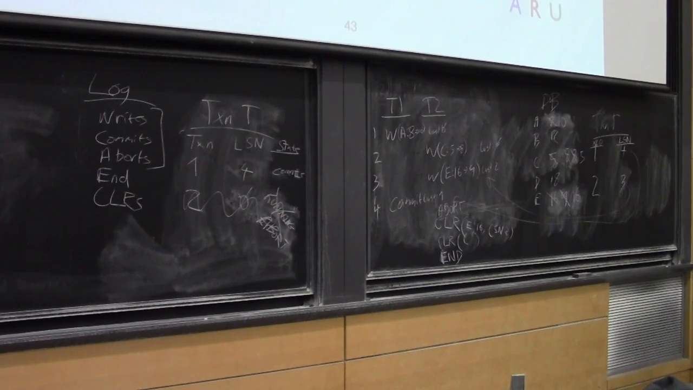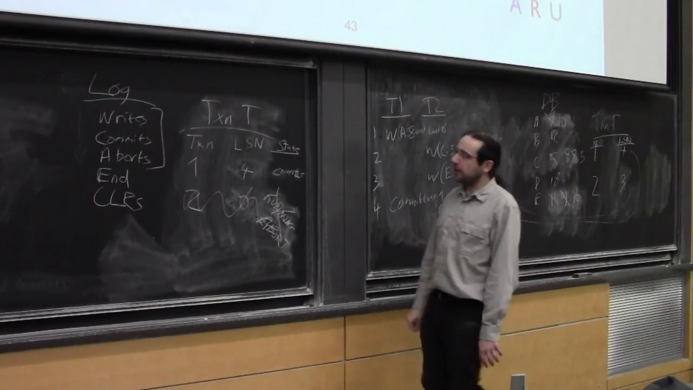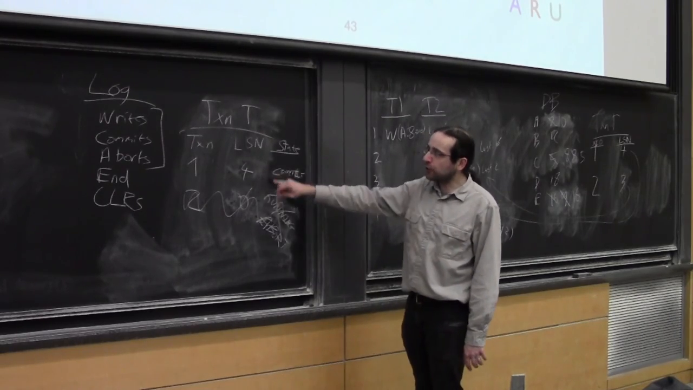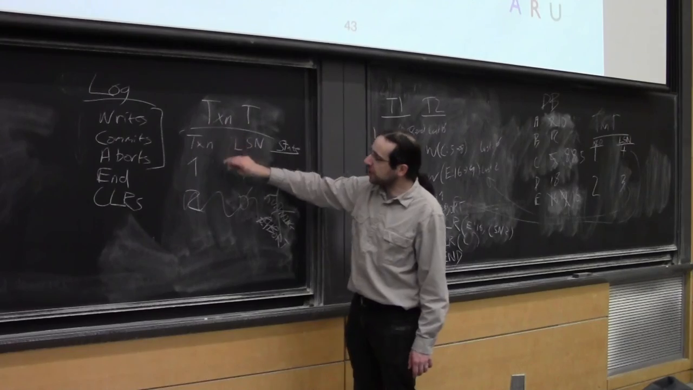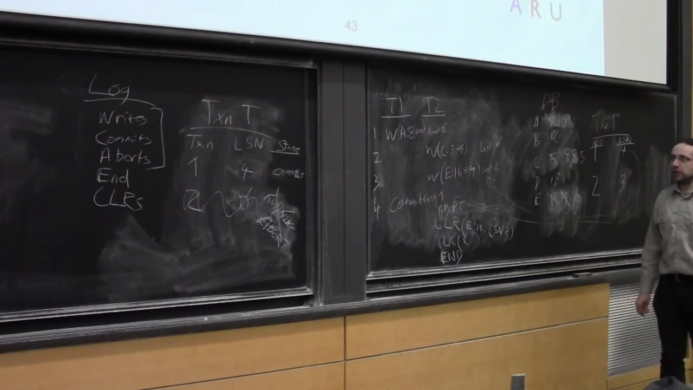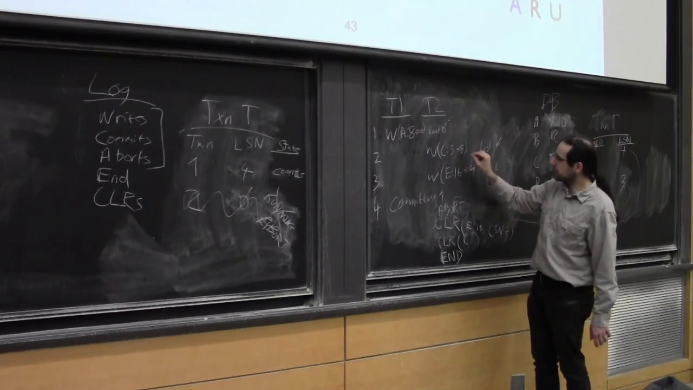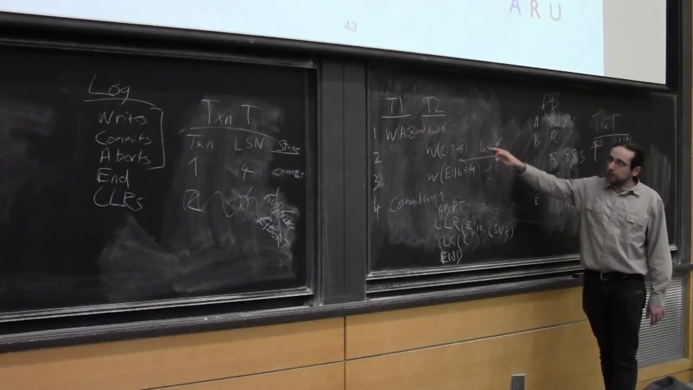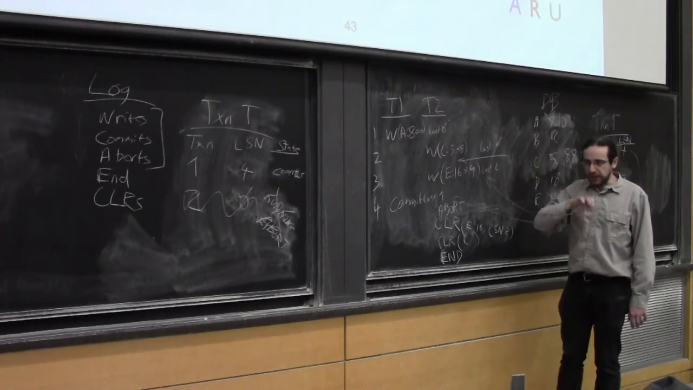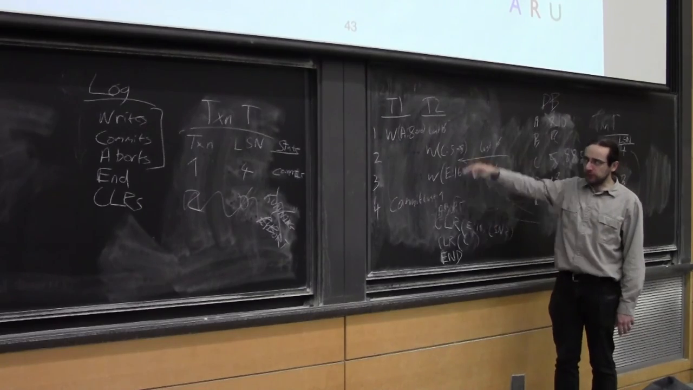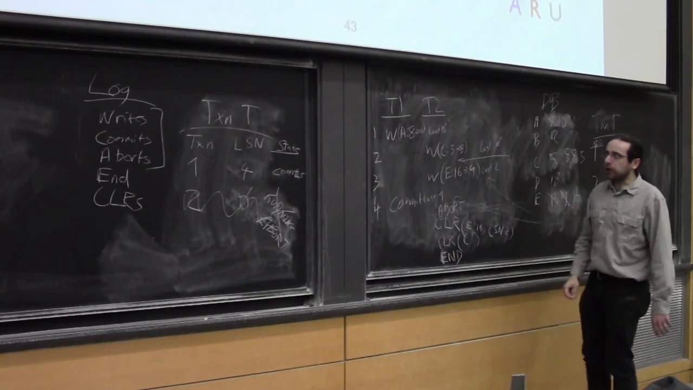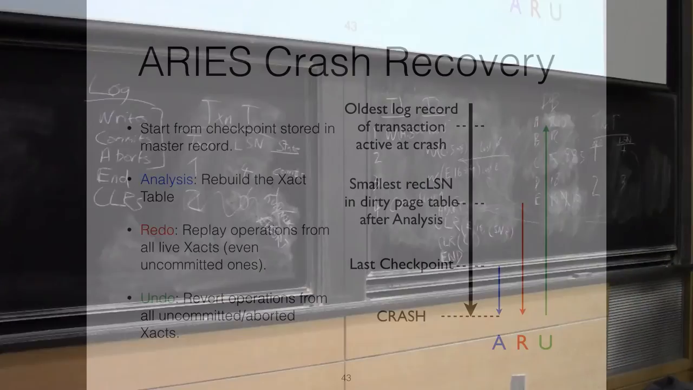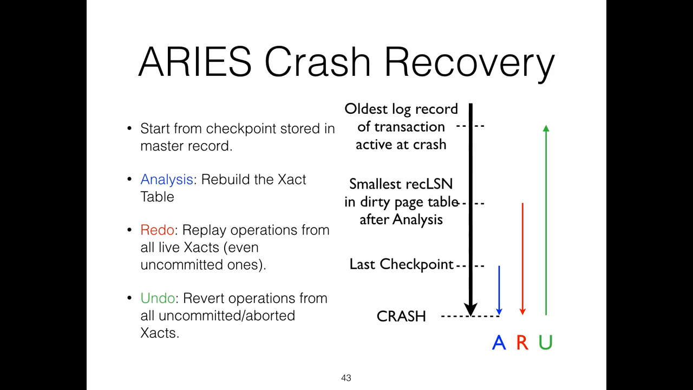The redo phase needs to go back further, but it only needs to go back to the first log sequence number that you encounter in the transaction table. So if there was a checkpoint, say, here, and transactions 1 and 2 were both active, you only need to replay the log from the point where the first active transaction at the time of the crash started. And then the undo phase basically needs to go back again through the entire transaction.